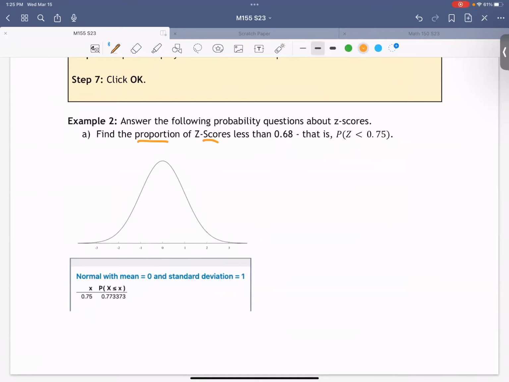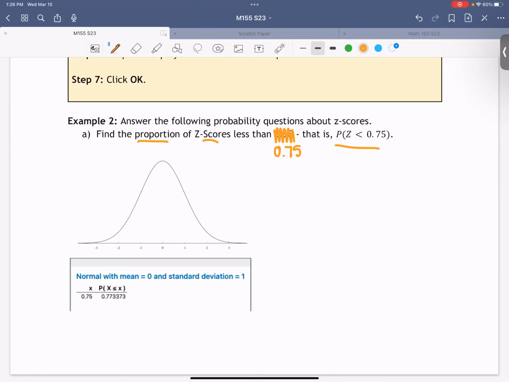For part A, I want you to X out this 0.68 and replace it with 0.75. I just wrote this question wrong and put 2 different numbers in the same question. Now that we adjusted the question, we want to find the proportion of z-scores that are less than 0.75. So basically, find this probability.